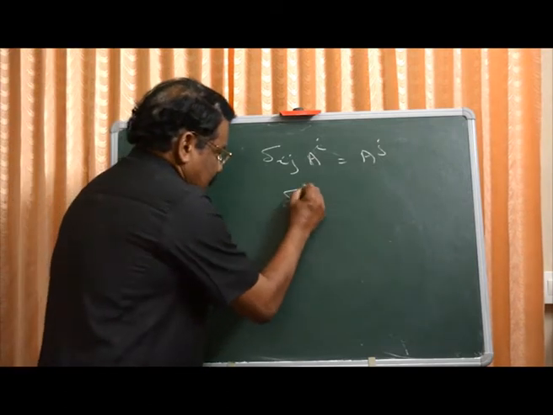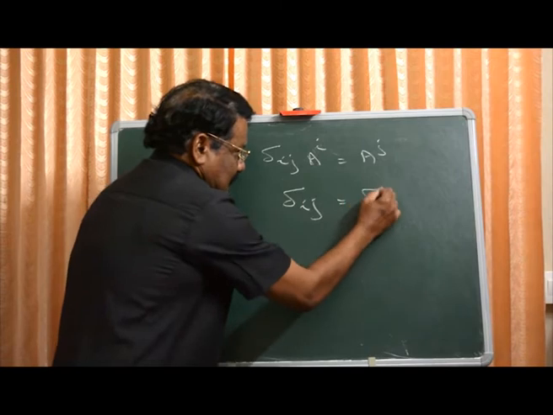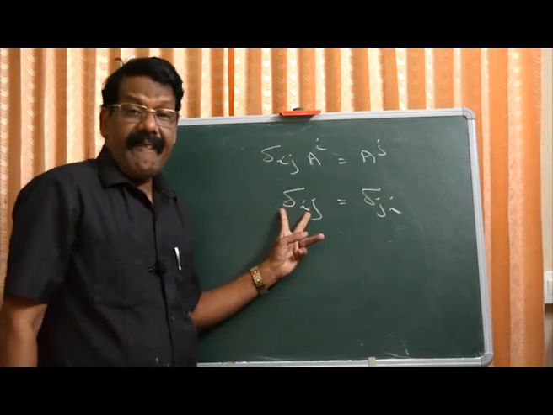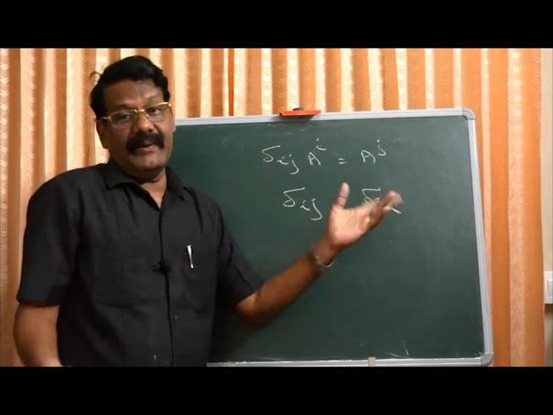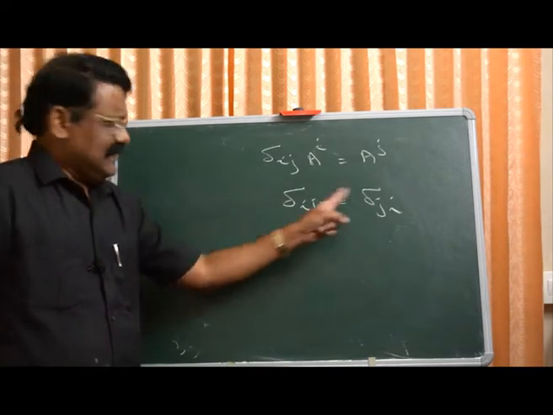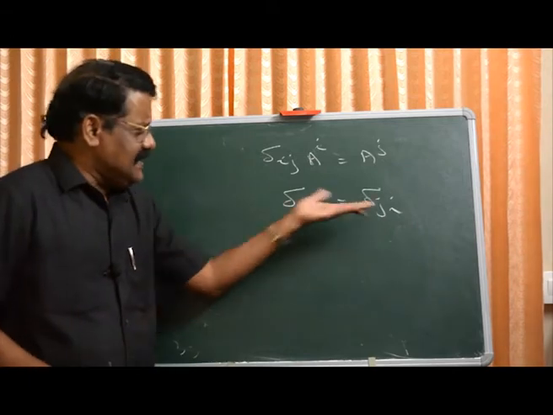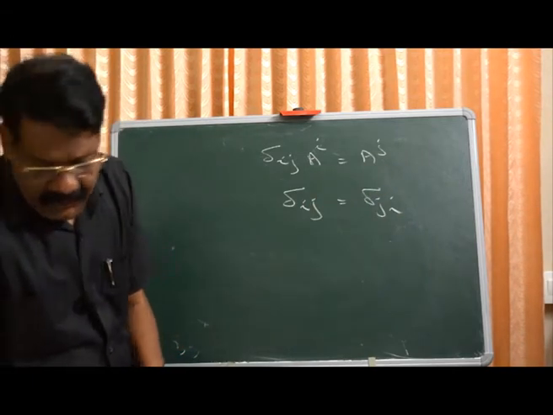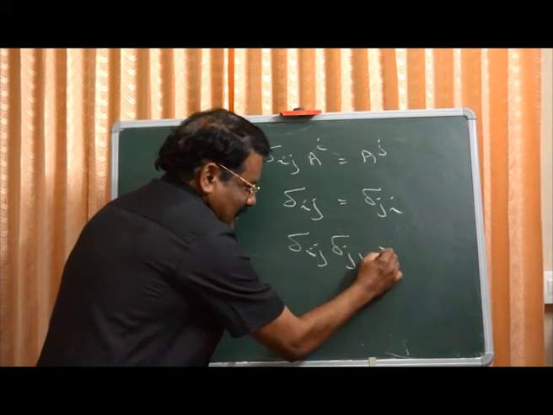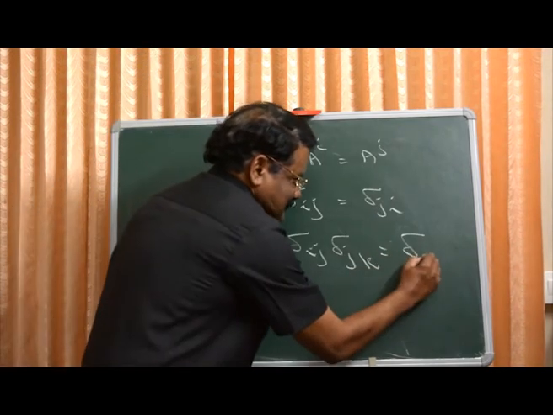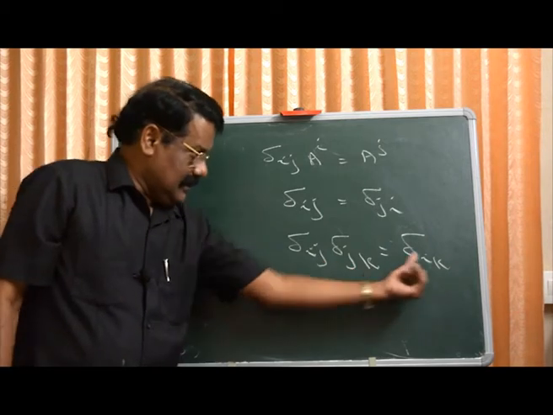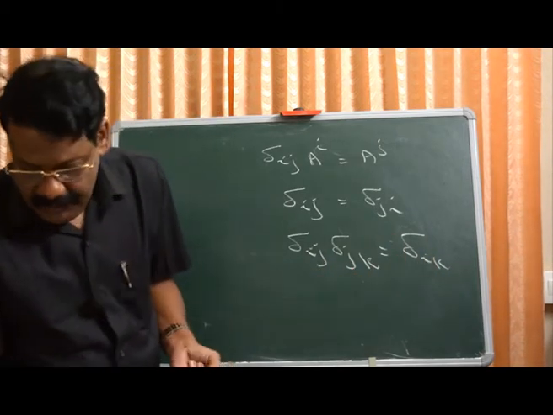Another relation is very important. Delta ij is always equal to delta ji, because this is i dot j and this is j dot i. Everybody knows that i dot j is equal to j dot i because the scalar product is commutative. So delta ij is equal to delta ji. Now another important point is delta ij into delta jk is obviously delta ik. This will cut off. This I already proved.